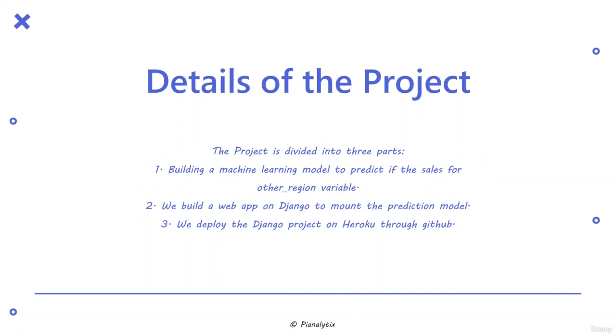So, details of the project. Now the project is divided into three parts. The first is building a machine learning model to predict the sales for the other region variable. The second part is where we build a web application using the Django framework and mount the prediction model. And the last part is that we are just going to deploy this Django web application on GitHub. Oh, sorry, on Heroku through GitHub.